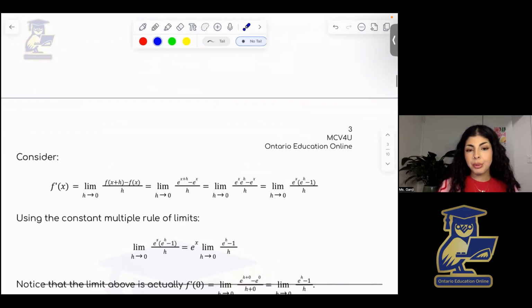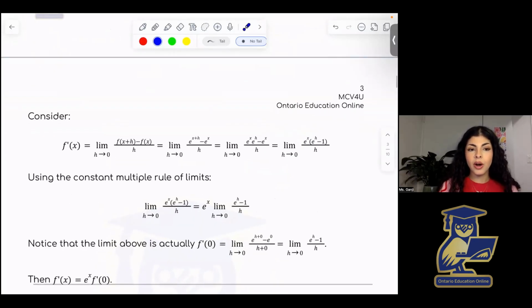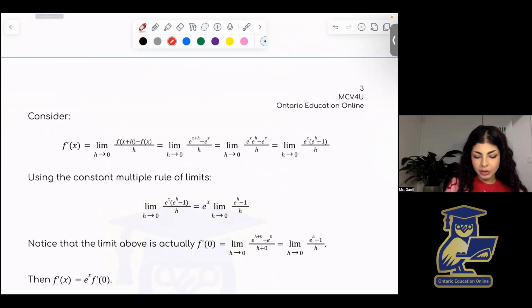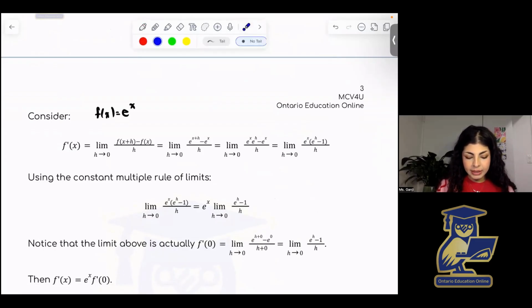So now let's see a proof of why this happens using first principles. Using the definition of first principles, the derivative of f of x, and remember f of x here is e to the power of x, is defined as this limit with f of x plus h minus f of x over h. Now we just substitute those values here. So we have e to the power of x plus h, take away e to the power of x. But using exponent laws, this is just e to the power of x times e to the power of h.